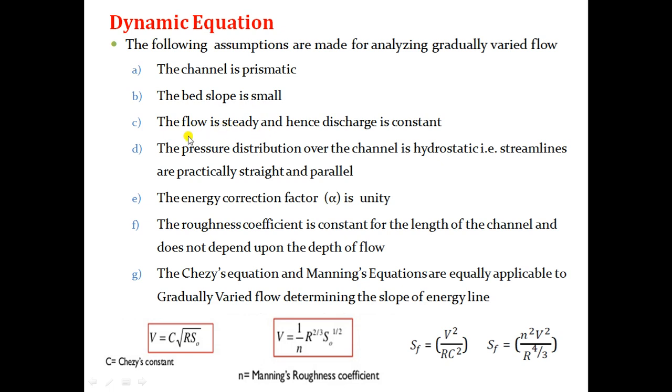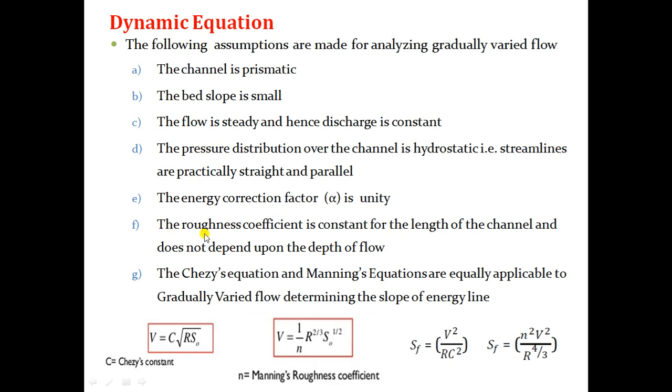Now, steady flow may be defined as the type of flow wherein the flow characteristics such as depth of flow, velocity of flow, and discharge remain constant at a particular point. So if the flow is steady, obviously at that particular point the discharge is constant. The fourth assumption is that the pressure distribution over the channel is hydrostatic. So if we assume the pressure distribution over the channel to be hydrostatic, the streamlines will be practically straight and parallel. The fifth assumption is that the energy correction factor alpha is unity.